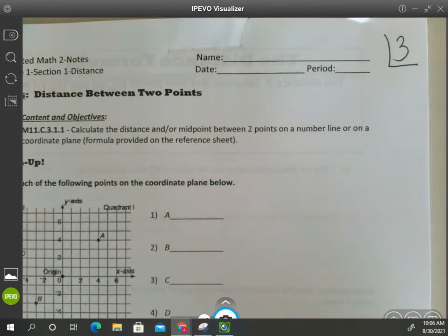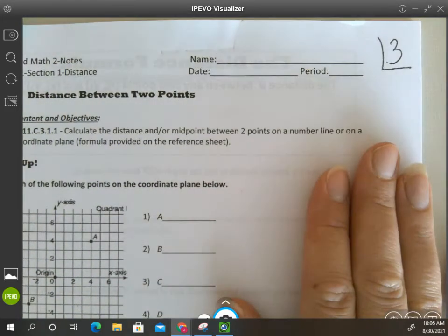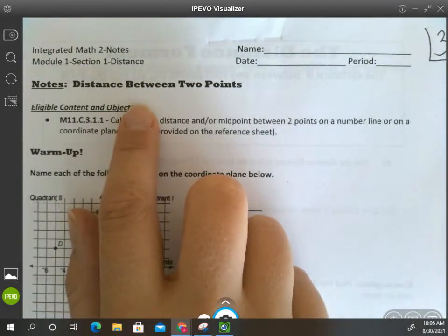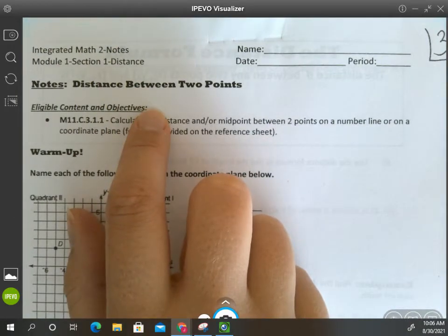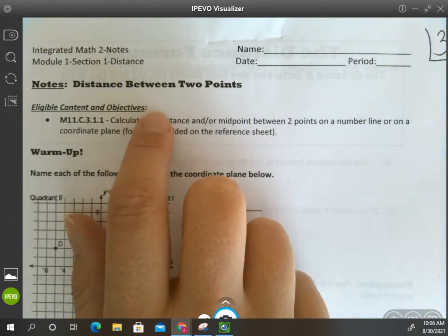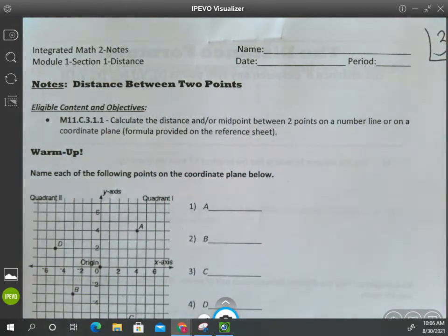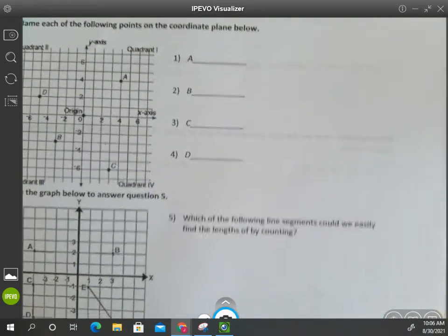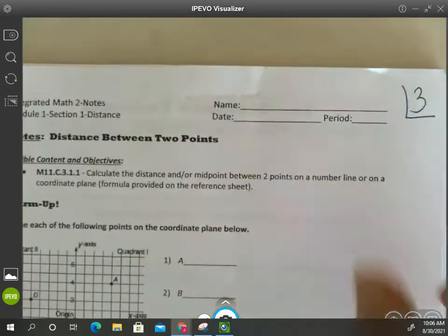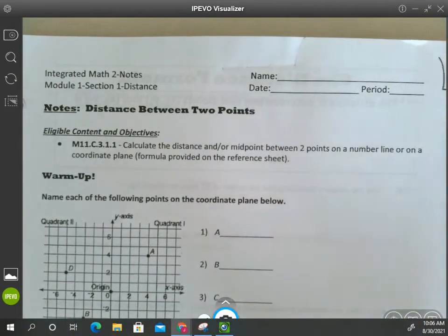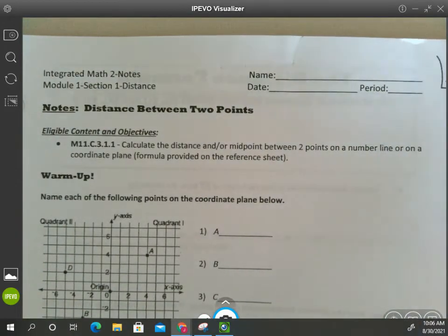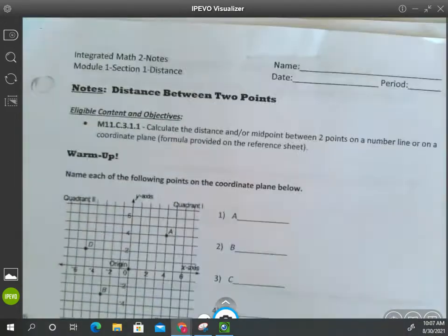Here we go. So we are on page 3 of our packet, and we're going to be talking about the distance formula today. Tomorrow we'll start and do a warm-up on it, and we will make a note card to help us. But today we're going to use our notes for that. So page 3, distance formula, we're going to be doing this page and the next page that go along with it. Okay, here we go.